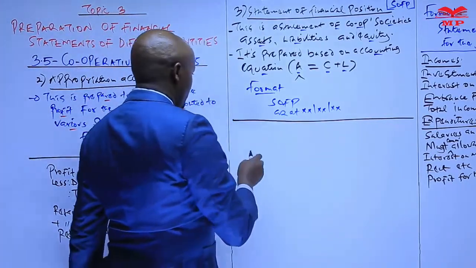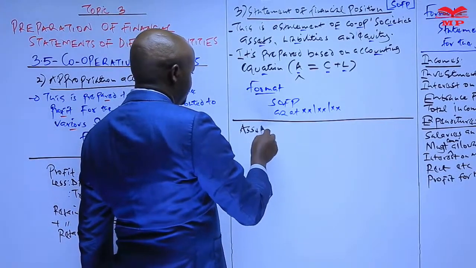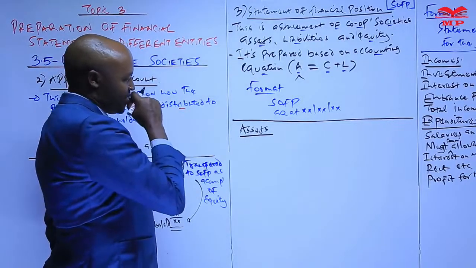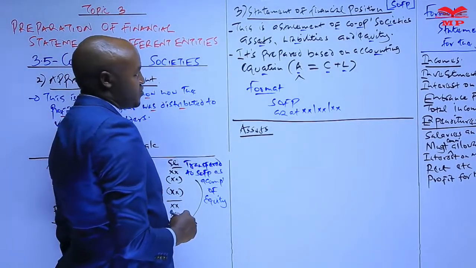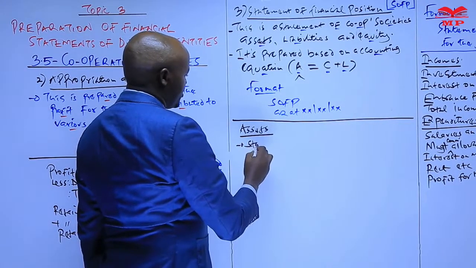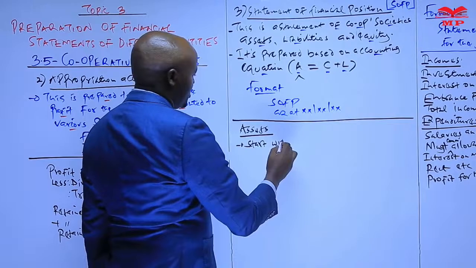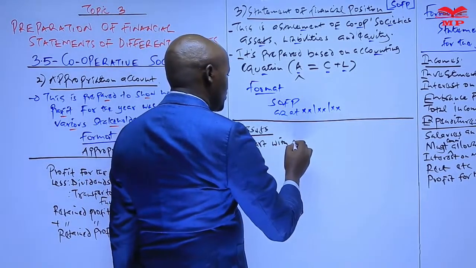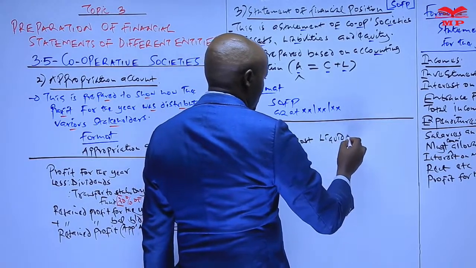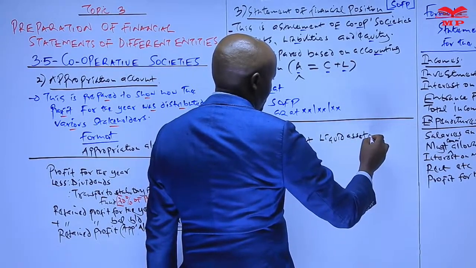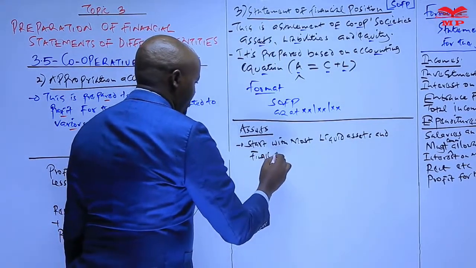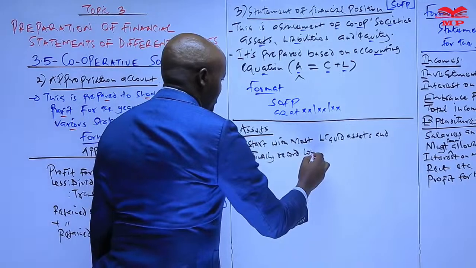So therefore, we start by recording assets. In this case, we don't classify the assets into non-current and what? Current. So when recording the assets, what is important is you start with the most liquid assets, and finally record long-term assets.